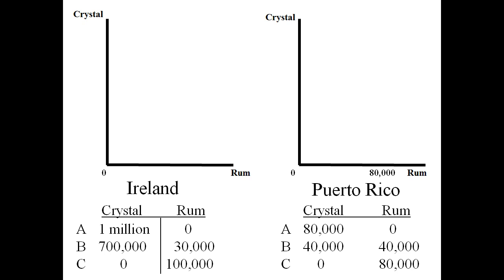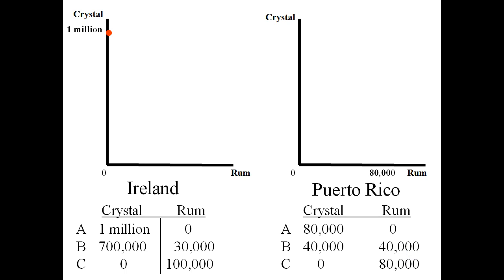Both of these production possibilities curves are going to be constant opportunity cost production possibilities curves. Therefore, they are going to be straight, because they're constant opportunity cost curves. So let's plot these points on our y-axis for both Ireland and Puerto Rico. We have crystal, and then we have rum on our x-axis.